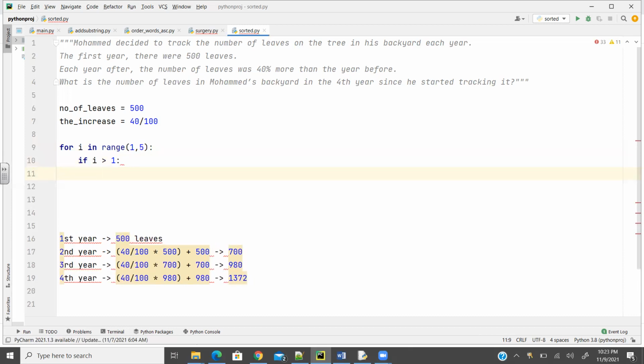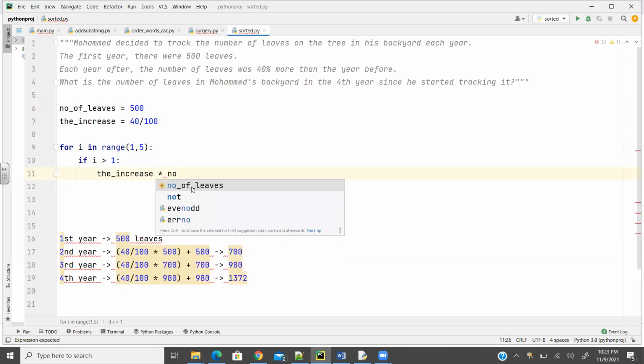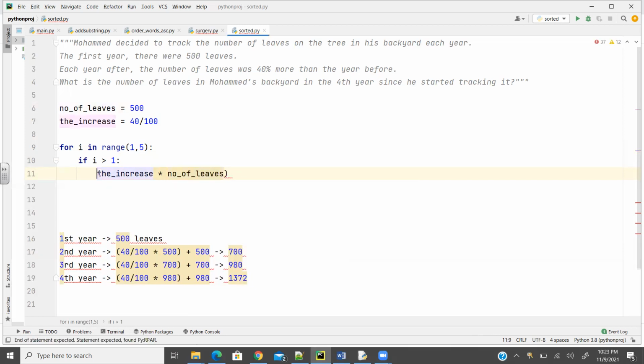We need to take the increase, all right, and increase based on what? Based on the previous year's value. So this is the increase, which is based on the previous year's value. And the previous year's value is the number of leaves, right? Whatever is the number of leaves. So number of leaves will give me the increase in terms of the amount, not the percentage now, the amount or the number of leaves, right?